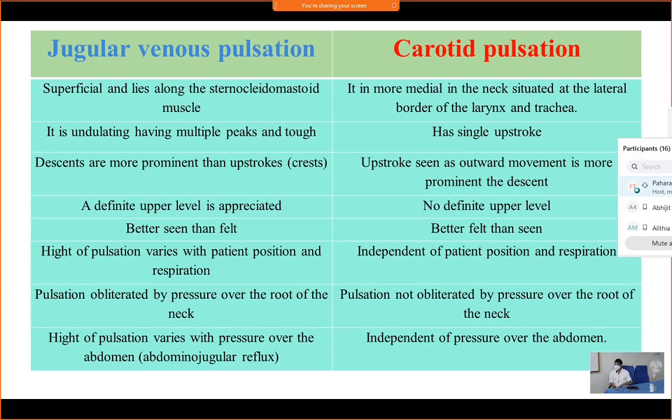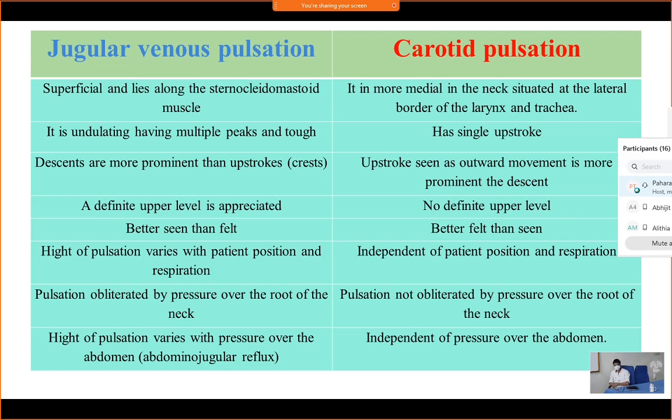So again, just revise. Jugular venous pulsation is superficial and lies along the sternocleidomastoid muscle. It is undulating, having multiple peaks and troughs. Descents are more prominent than the upstrokes. A definite upper level will be appreciated. It is better seen than felt. Height of pulsation varies with the patient position and the phase of respiration. Pulsation can be obliterated by gentle pressure over the root of the neck like this. Then the height of pulsation varies with the pressure over the abdomen.